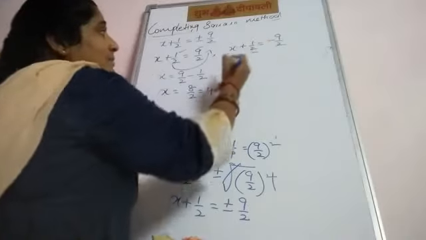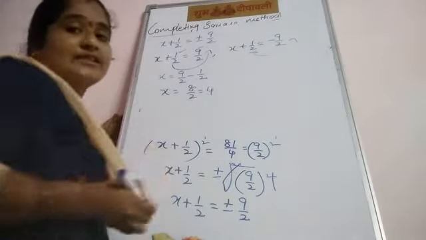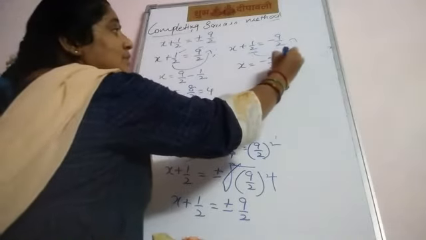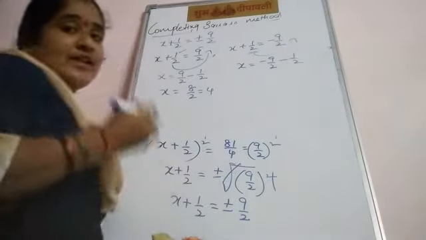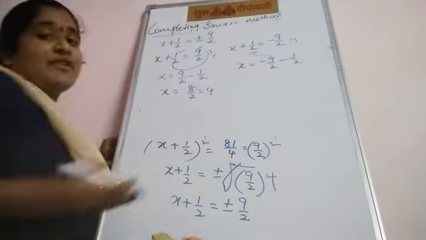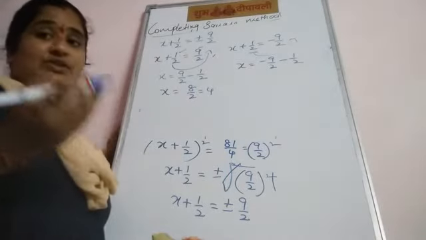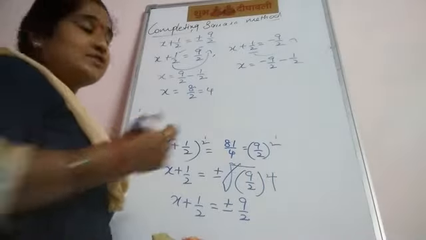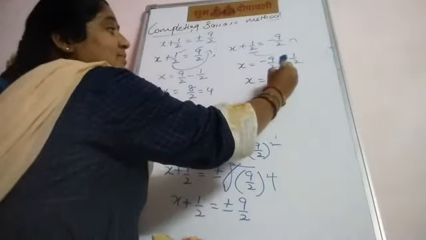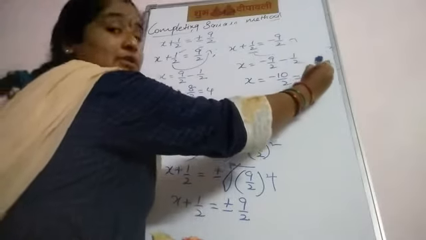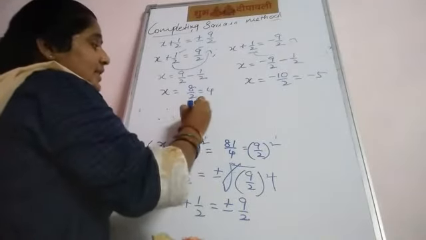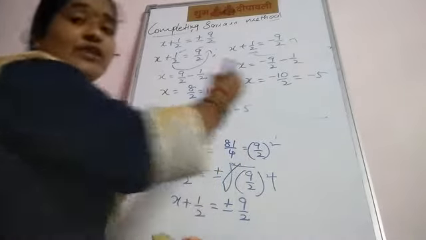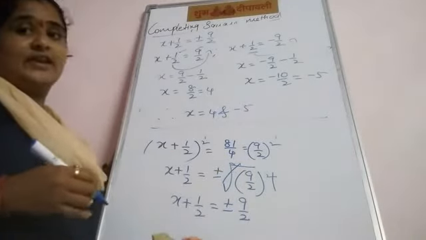This plus 1/2 sent to the right side becomes minus. x = -9/2 - 1/2. Both fractions are like fractions because the denominators are the same. Now minus 9 minus 1, how much? Minus 10. x = -10/2 = -5. Therefore, x = 4 and -5 are the roots of the quadratic equation.